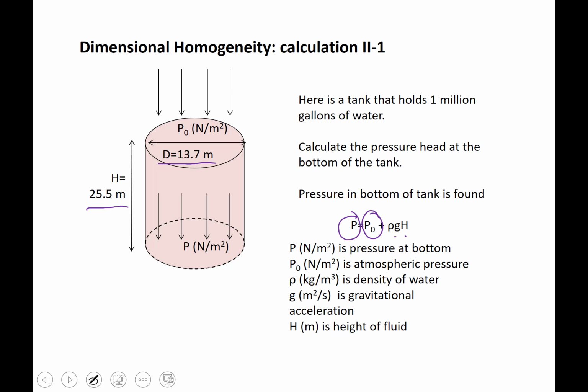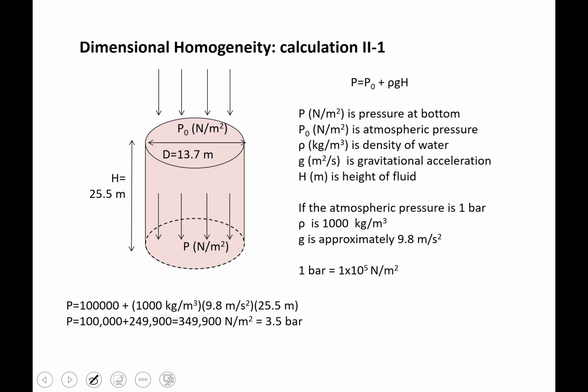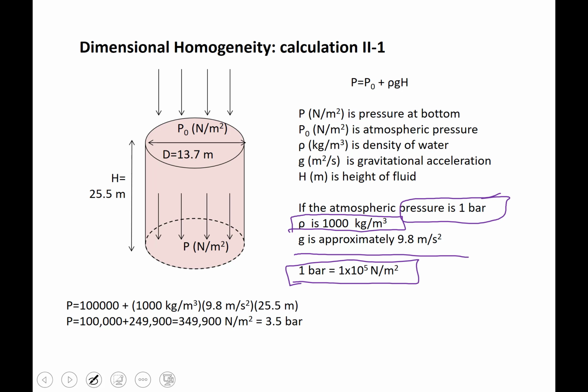All right, so here we have a case where you have to make sure that all of your units are the same. The atmospheric pressure here is given as 1 bar, the density is 1,000 kilograms per meter cubed, it's water, and the gravitational constant is approximately 9.8 meters per second squared. We will convert our 1 bar into pascals, 1 times 10 to the 5 Newton per meter squared. Then we can sum these up. P is equal to P0 plus rho g h. Summing all those up, we end up with 3.5 bar.